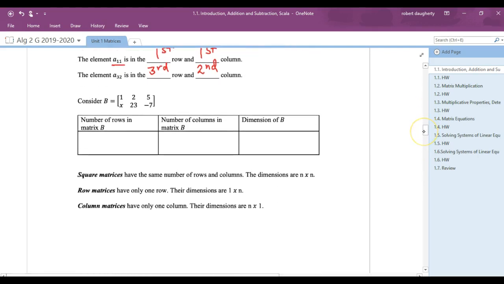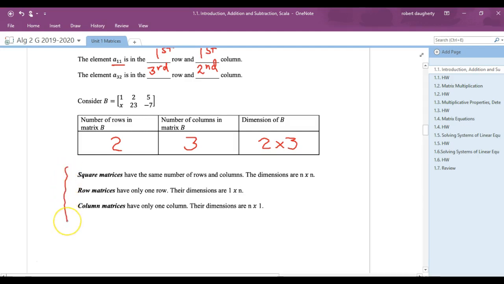And now let's look at a matrix here. How many rows are in this matrix? 2. How many columns? 3. So what's the dimension of this matrix? Yeah, 2 by 3. Now remember, that's different than a 3 by 2. A 2 by 3 has 2 rows, 3 columns. 3 by 2 would have 3 rows, 2 columns.